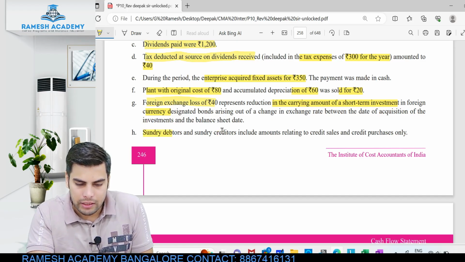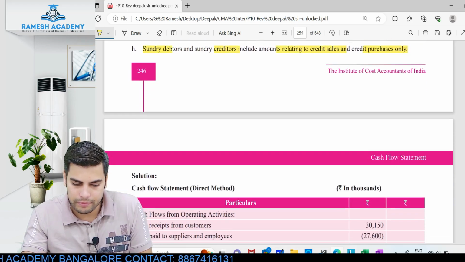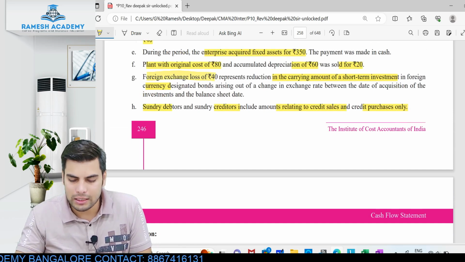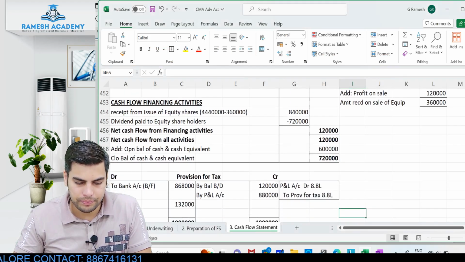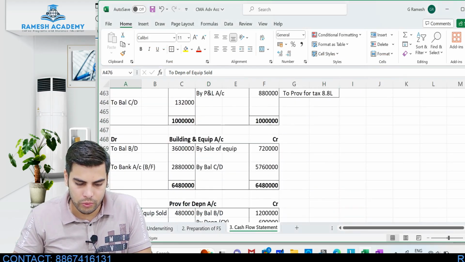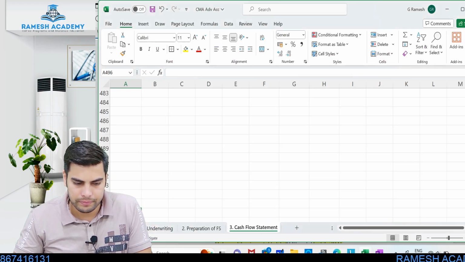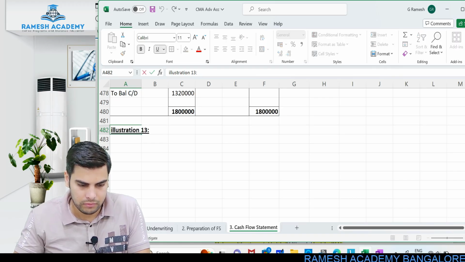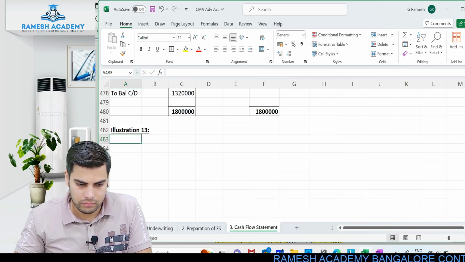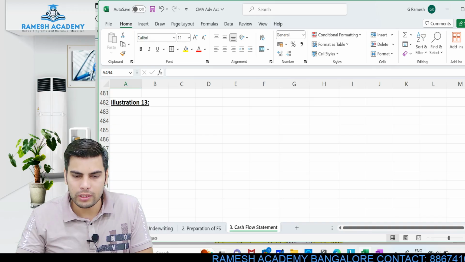Sundry debtors and sundry creditors include amounts related to credit sales and credit purchases only. This is the question. They're just asking you to prepare the cash flow statement. Just go through this particular illustration. We'll be solving this. Illustration number 13, right? Just go through the adjustments especially. We'll be solving this.